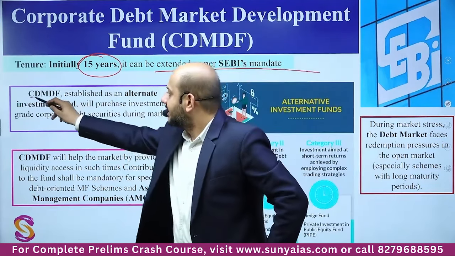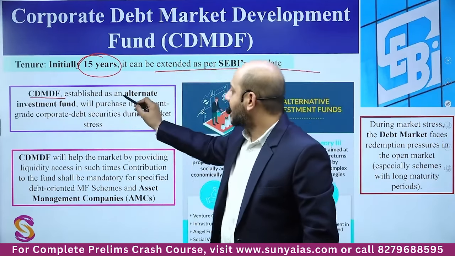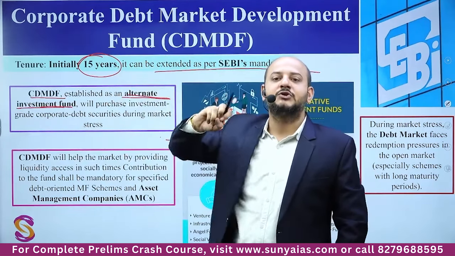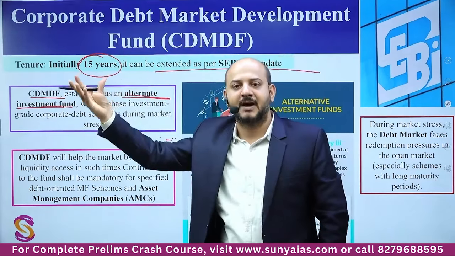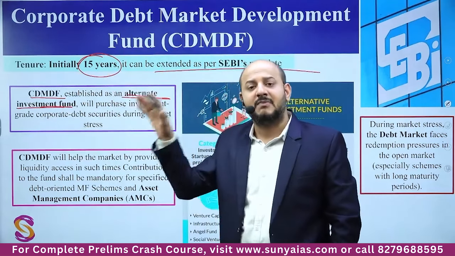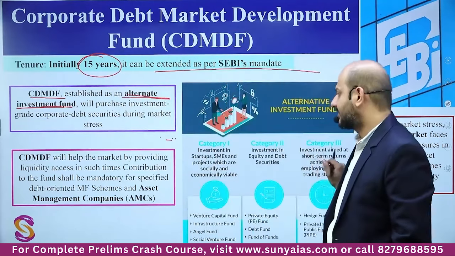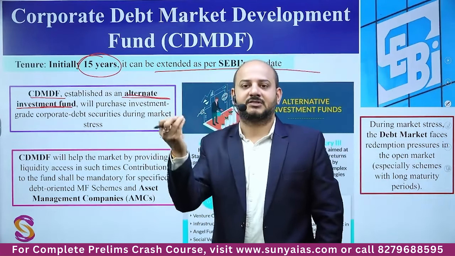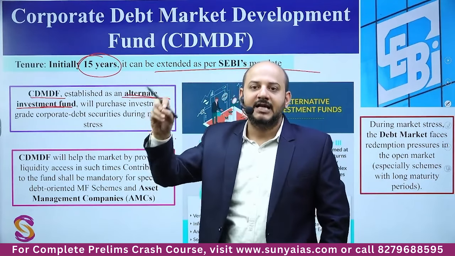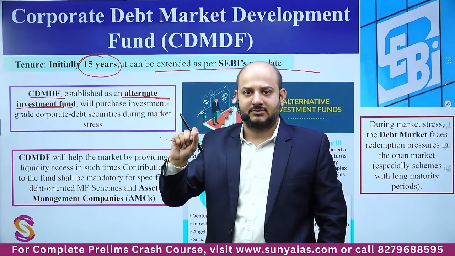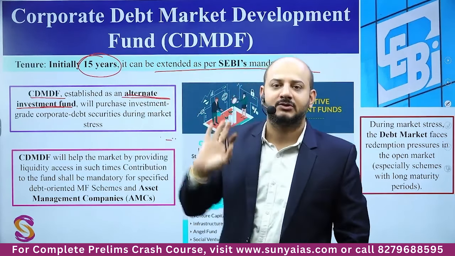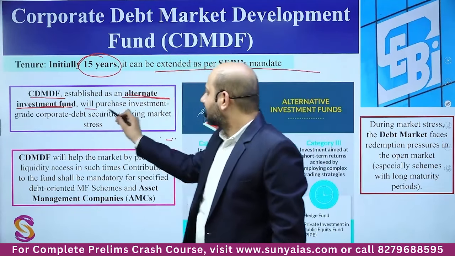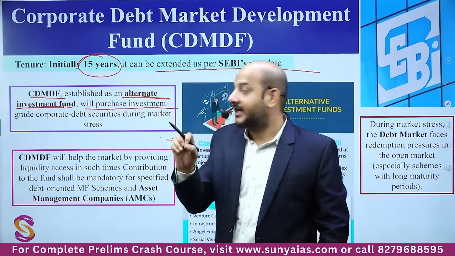Dekho, CDMDF, Corporate Debt Market Development Fund, established as an alternate investment fund. See, these investment funds are actually sovereign funds collected from different countries, for example, Japan. Alternate investment funds, master funds. There's a lot of classification, class 1, class 2, class 3 type of investment funds. These funds will be utilized for long-term development of infrastructure. Since infrastructure will take a lot of time to develop, they have some very low interest rates also. Then we can repay that money to the sovereign funds, to the country from where we have taken that money. It will purchase investment grade corporate debt securities.